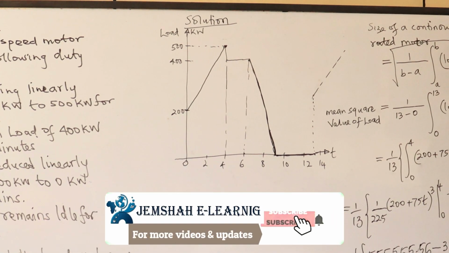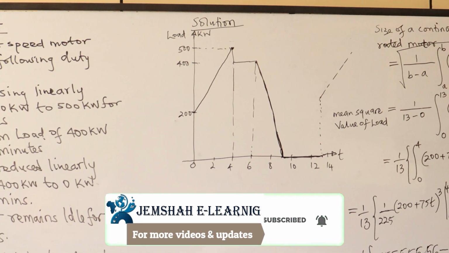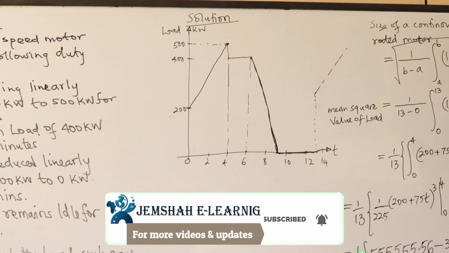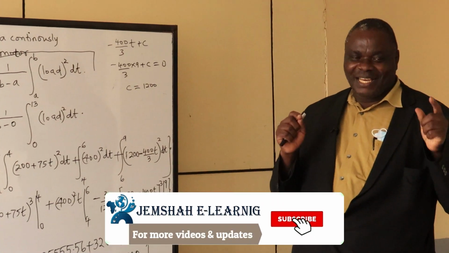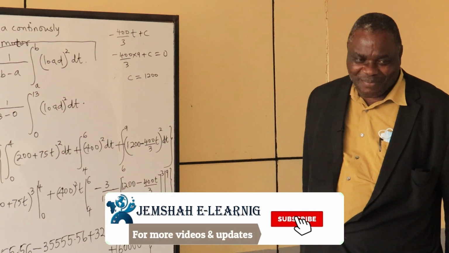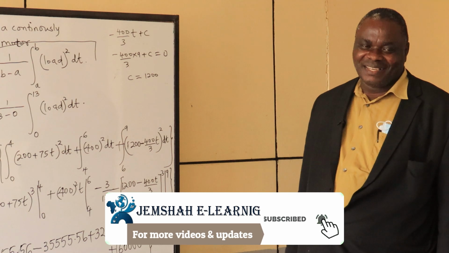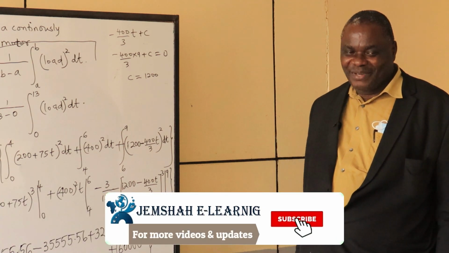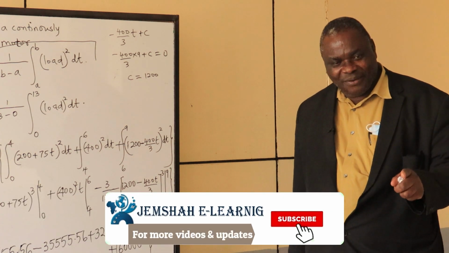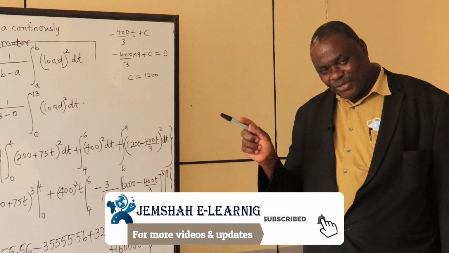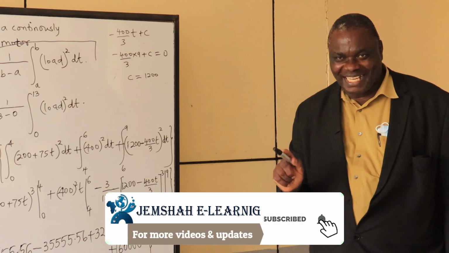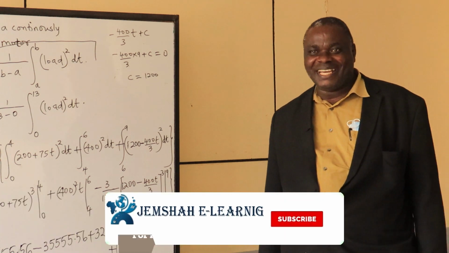Continuous rating. Continuous rating of a motor is the load that motor can carry continuously without overheating, and an overload of 25% is allowed on that particular bit. An overload of 25% is allowed for 2 hours. You should know by now: continuous rating, maximum continuous rating, short time rating, intermittent rating. You should know those definitions by now.